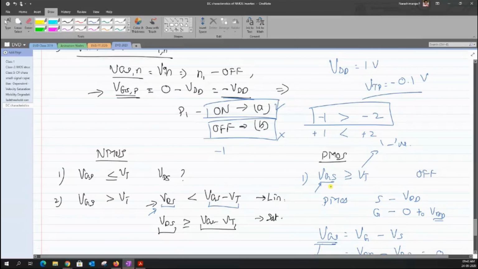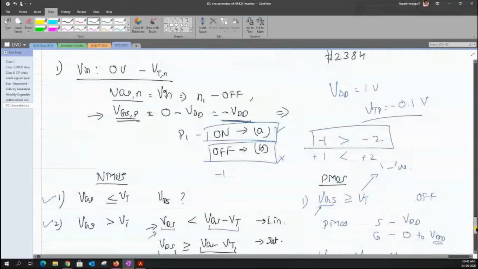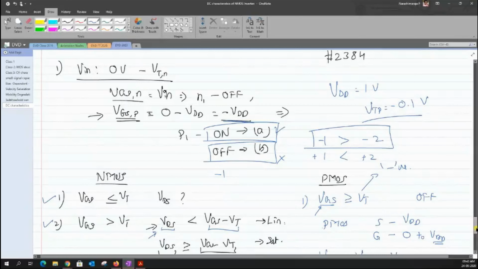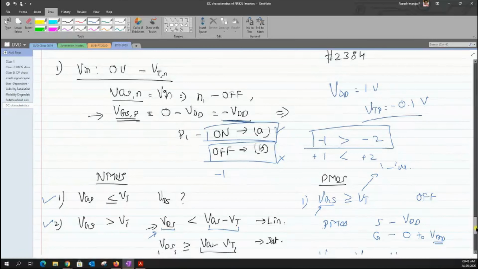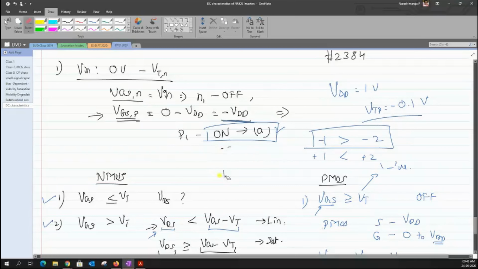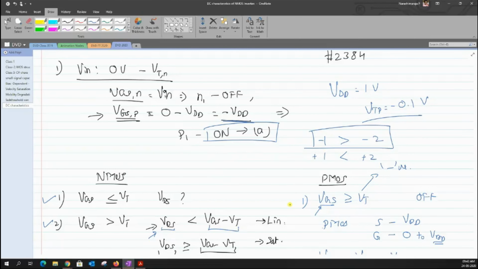That's it. However, we had a thought process for this NMOS. If we apply it in terms of negatives, it becomes pretty easy. Clear? Now, identifying whether the transistor is on or off is fine. But once you know that the transistor is on, our task is to identify which region this transistor operates in, right? So how would we get that information?